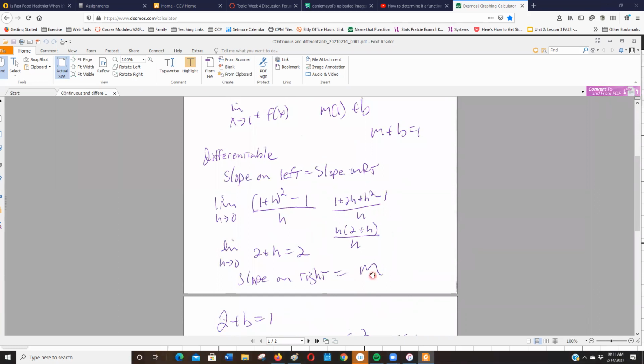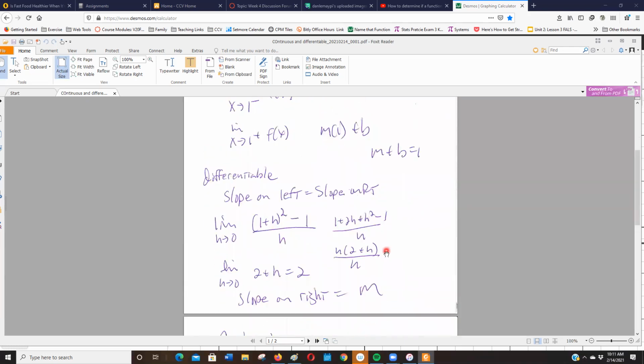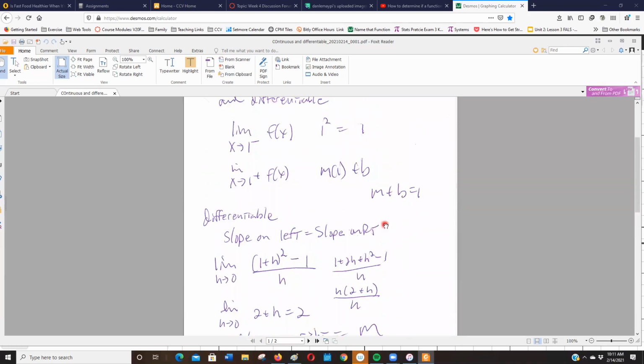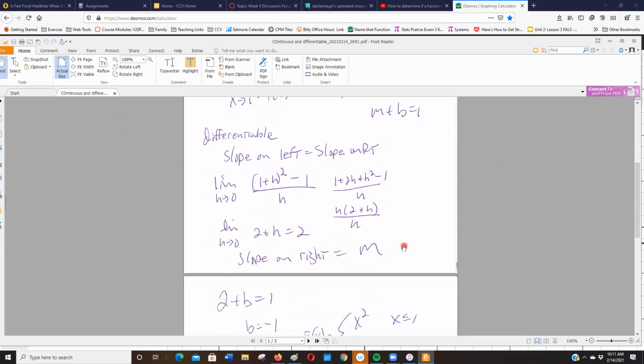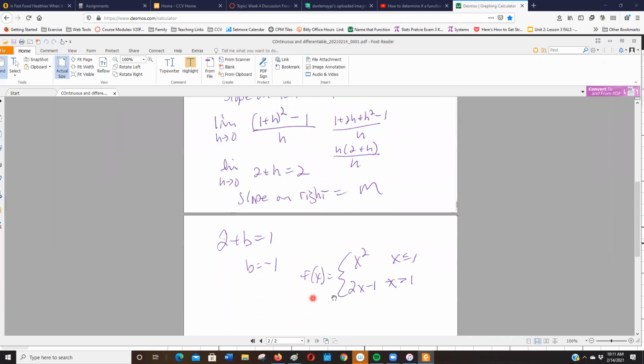I could, but this gives me another equation. Let's see, where did I write this? Looks like I made a jump. So since the slope on the right is m, and I know the slope on the left is 2, I know that m has to equal 2. So in this equation, I dropped in 2, and then I subtract 1. So it looks like this is the function that makes it both continuous and differentiable.